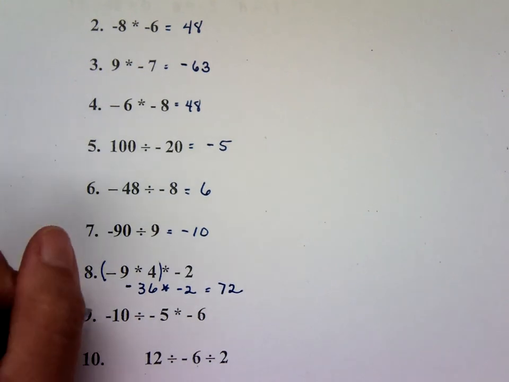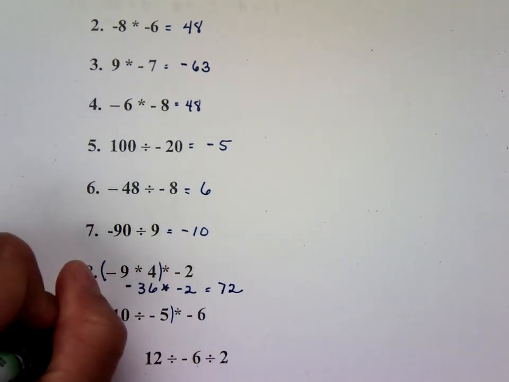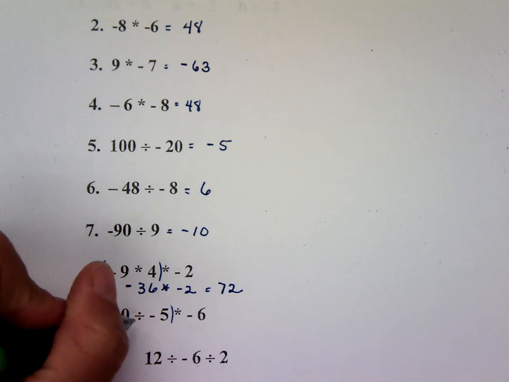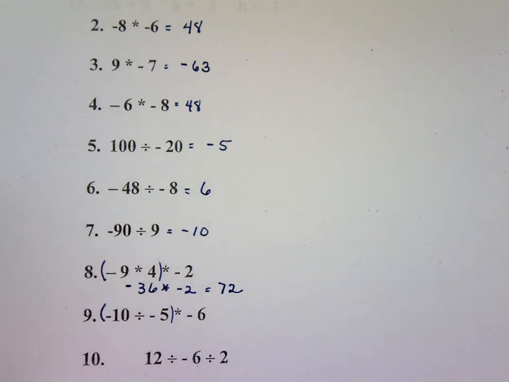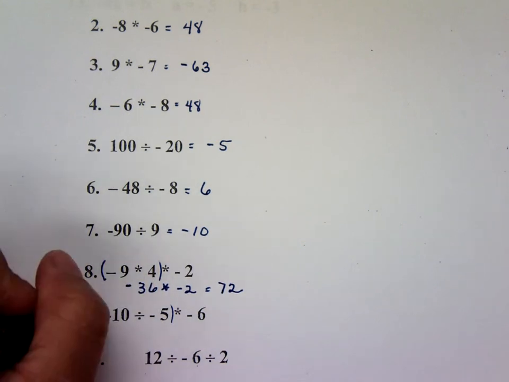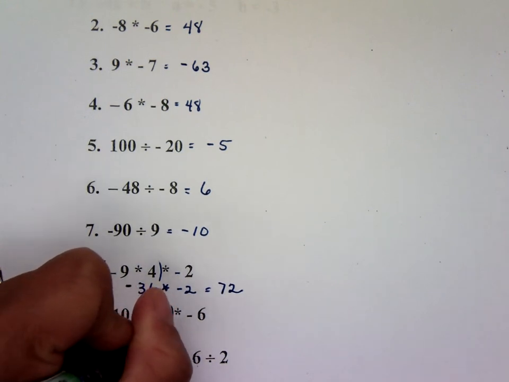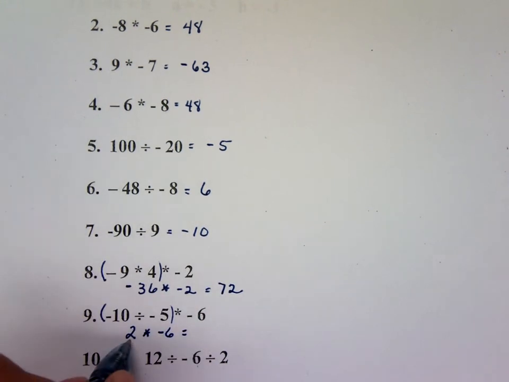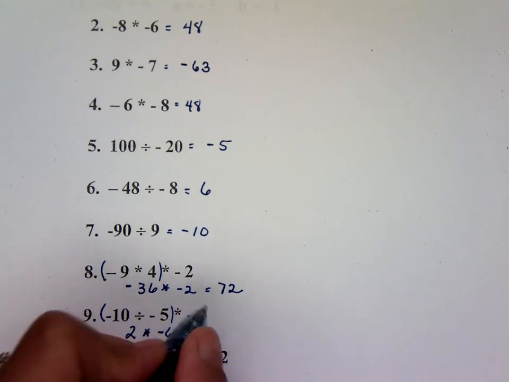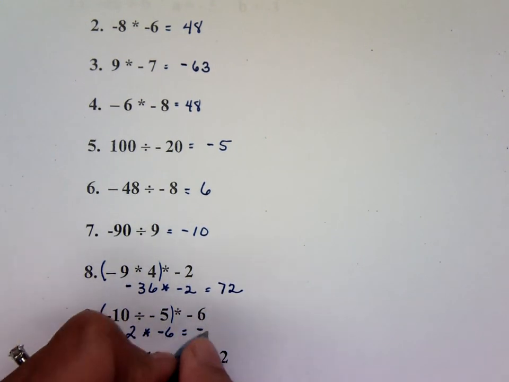Let's look at number 9. Put a parenthesis around negative 10 divided by negative 5. Ask yourself, do you win or lose? Well, you win because they're both negatives, so the answer is 2. And then put times negative 6 equals. Now ask yourself, do you win or lose? You lose, so put that negative, and 2 times 6 is 12.